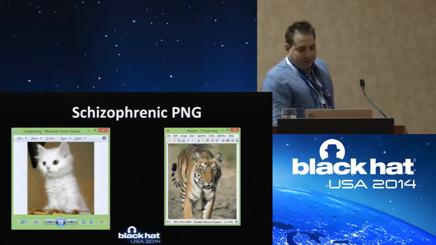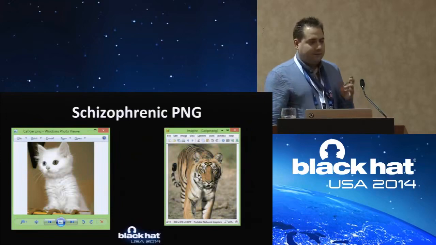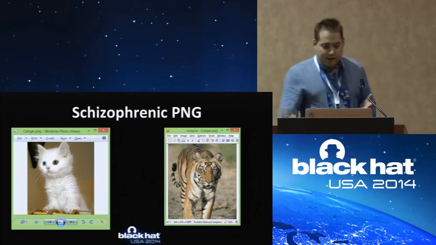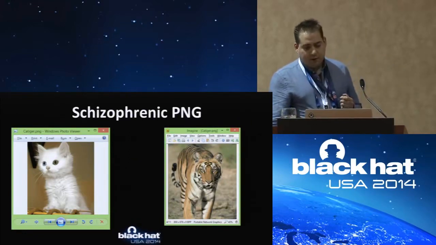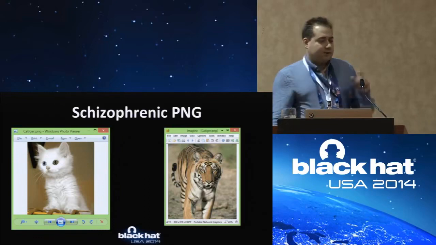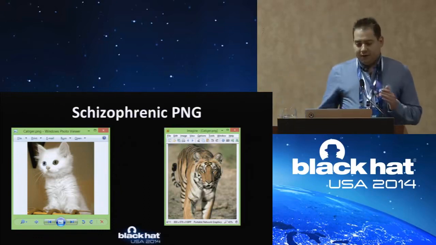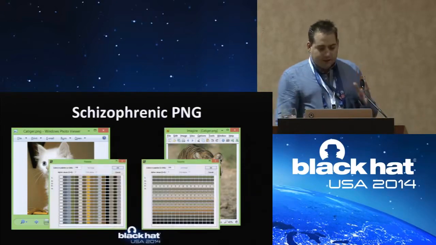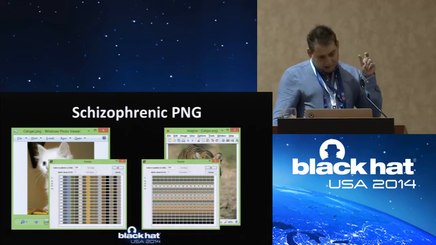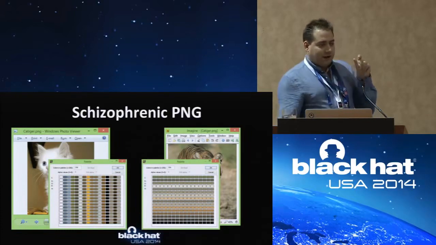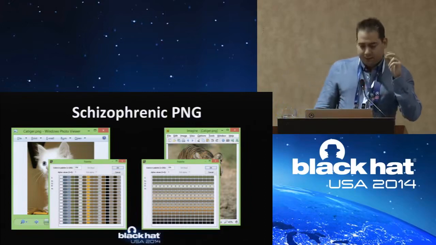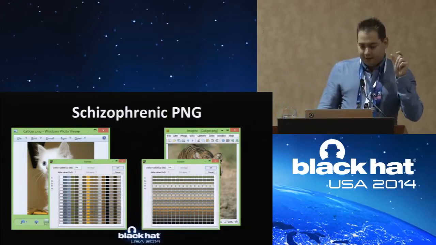So as an example, here is one PNG file. It's one single PNG file that renders differently in the Windows image viewer or in a viewer called iMagine. So it's the same file. You open it in one program or the other, you get a cat or a tiger. So how does that work? You have the image, basically. The cat uses the 4 lower bits of each byte, so the low nibble of each byte for its data, and the tiger uses the high nibble, the 4 high bits of the image.